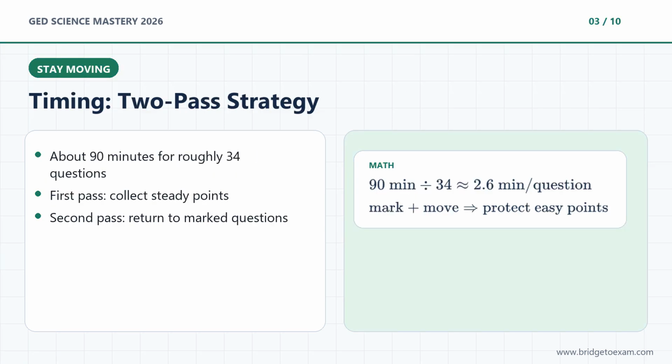The GED Science test is about 90 minutes with roughly 34 questions. That is about 2.5 minutes per question on average, but not every question deserves the same time. Use 2 passes. On the first pass, answer questions you can solve with steady work. If a question is eating time, mark it and move on. On the second pass, return to marked questions with the time you saved. This protects easy points from getting lost.